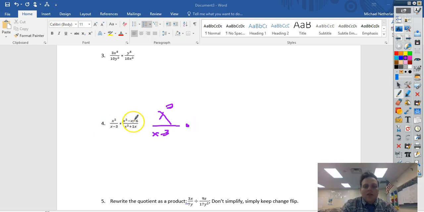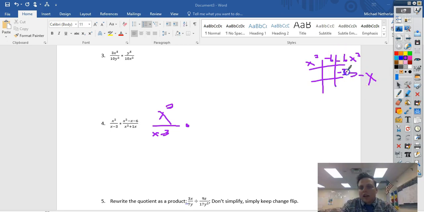Times, okay, let's factor x squared minus x minus 6. So draw yourself tic-tac-toe. You get x squared, you get negative 6, you get negative 6x squared. All right, that's a negative x. So we need two numbers that multiply to negative 6 but add to negative 1. That's right, negative 3 and 2. X, negative 3, 2. So this numerator becomes x minus 3, x plus 2.